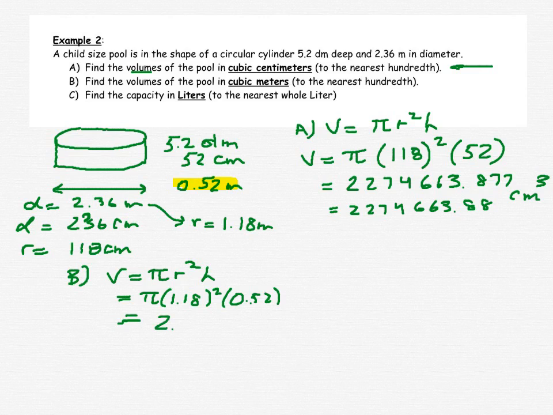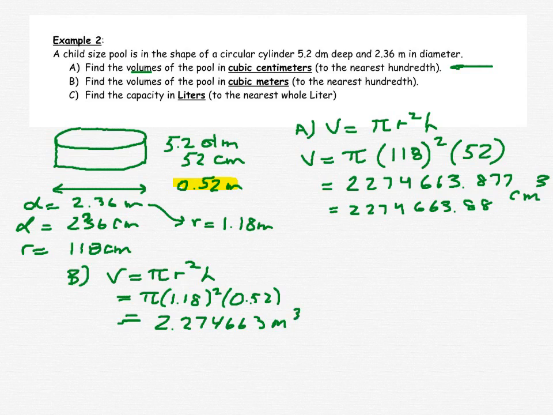Look at your calculator, it's going to say 2.274663. Remember, you must use the programmed pi button. You cannot just use 3.14, it's not accurate enough.